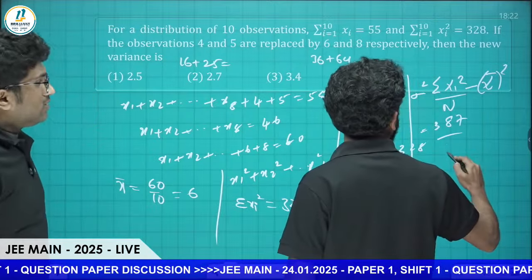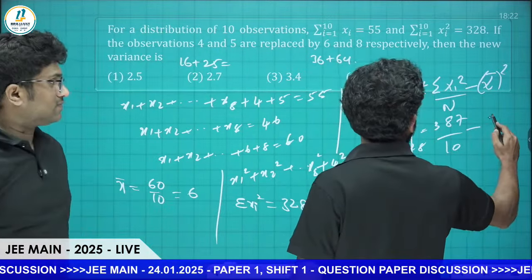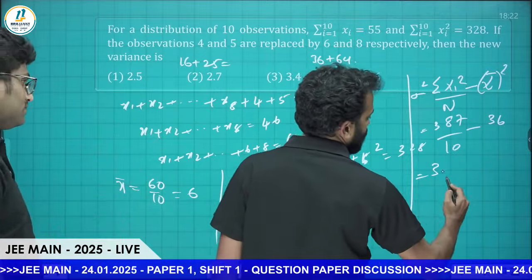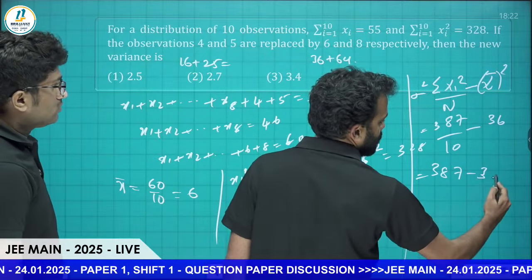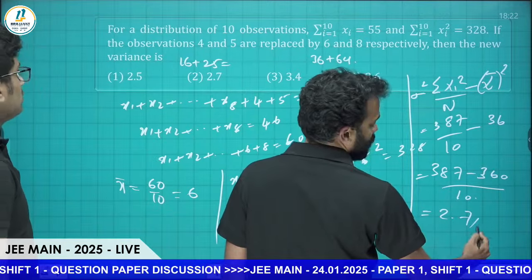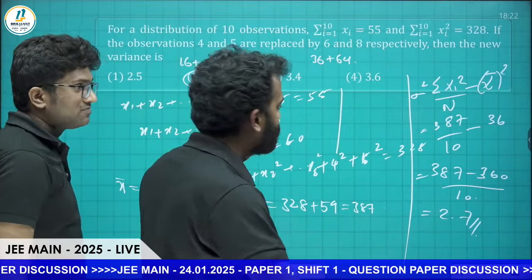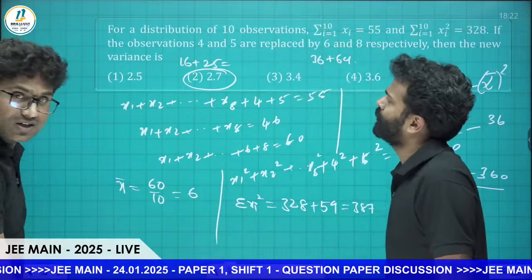That will be 387 divided by 10 minus x bar square, 6 square, that is 36. 38.7 minus 36 is 2.7. The final answer is what? 2.7, sir. Exactly. Easy question. Okay, next question, friends.